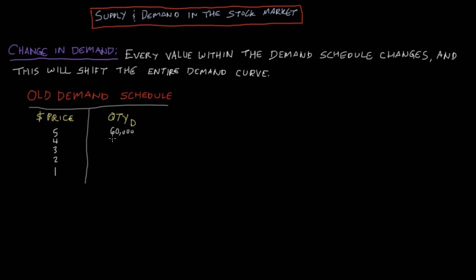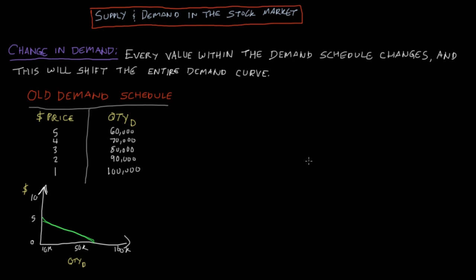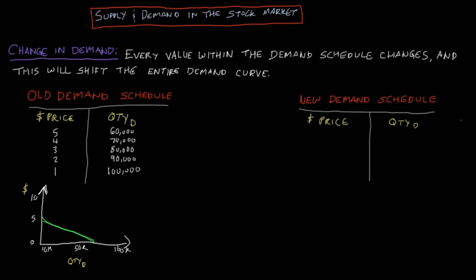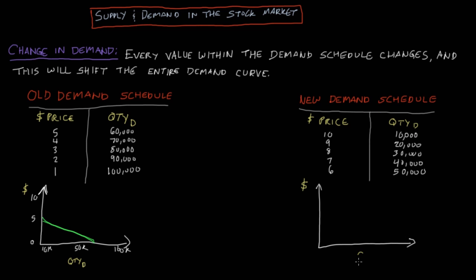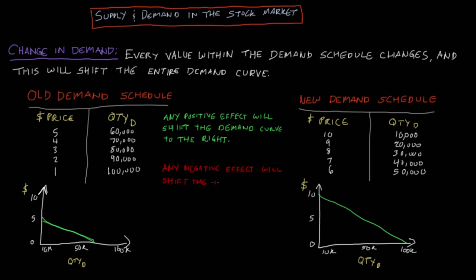So you basically disregard all of these values and replace them with an entirely new set of values for a new demand schedule. And so what this does to our supply and demand graph is that it shifts the entire demand curve either to the left or to the right. Any positive effect will shift the entire demand curve to the right, and any negative effect will shift the entire demand curve to the left. So what constitutes a positive or negative effect?